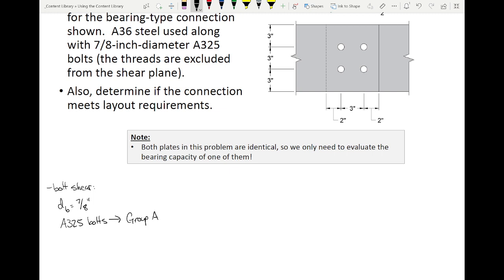So what about the threads? Are they included or excluded? So how do we refer to that? We say group A what? X. And then here's a big question. Are we in single shear or are we in double shear? Single shear. That's 100% right.